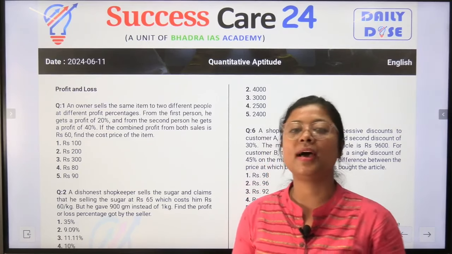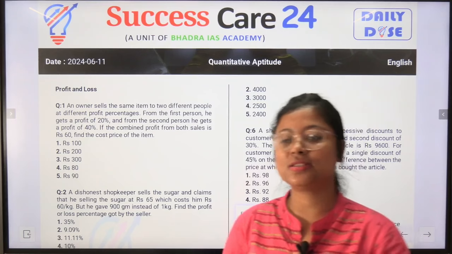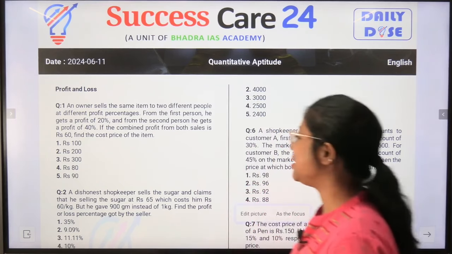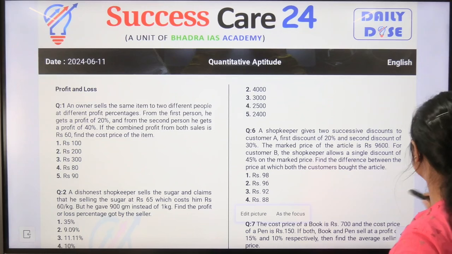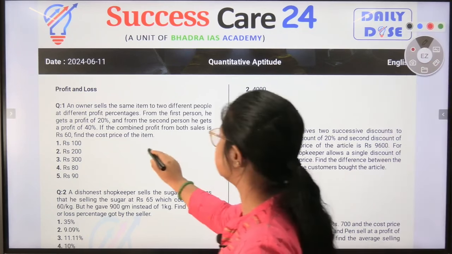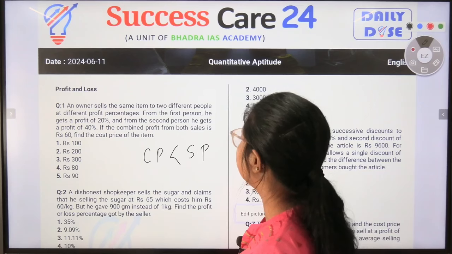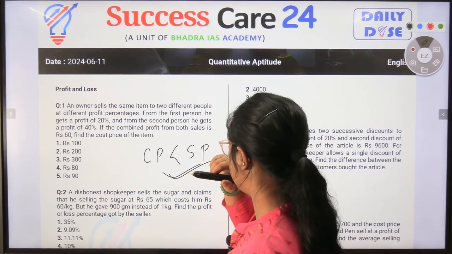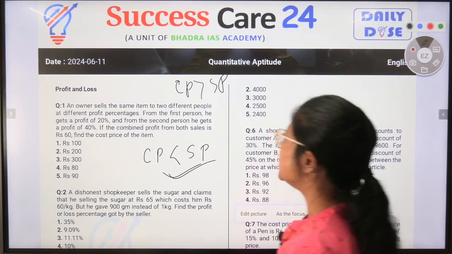So today we'll have a practice session from the topic profit and loss. The basic of this topic is actually what is profit. Profit is when your CP is less than SP. That means CP is your cost price. Whenever your cost price is less than selling price, then you are getting a profit. And if your CP is greater than SP, then you will suffer loss.